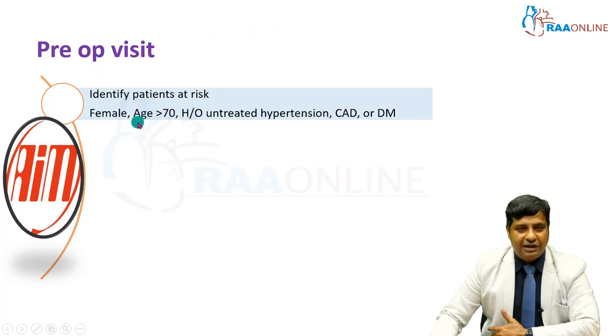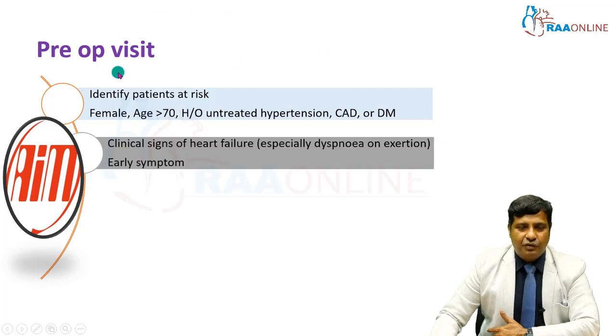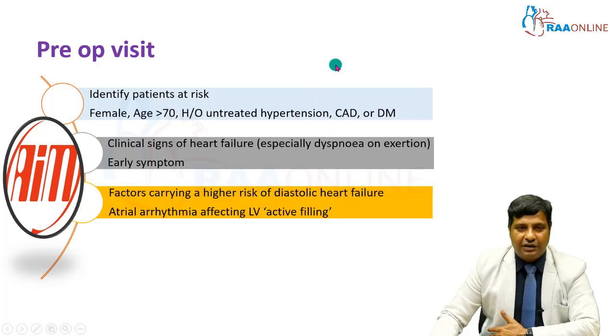There is a certain group of the population who are at risk. Number one, female gender, age more than 70, a history of untreated hypertension for a long time, or a history of coronary artery disease and diabetes mellitus. All these conditions are risk factors for developing diastolic dysfunction. Number two, since these patients are asymptomatic at rest, they will exhibit signs of heart failure only when they are undergoing a stressful condition. So you have to ask for clinical signs of heart failure, intolerance to exertion, or the patient developing breathlessness on walking. This is where our assessment of the functional reserve plays a major role.